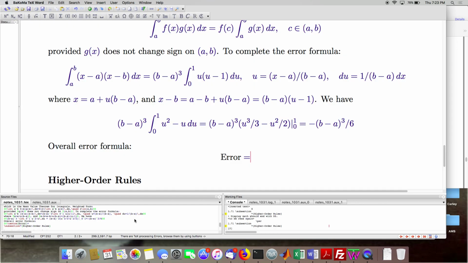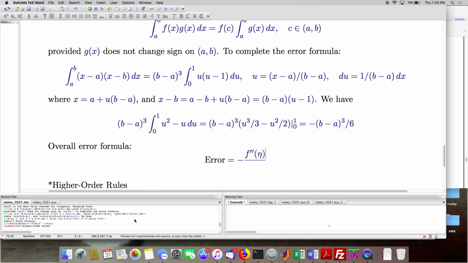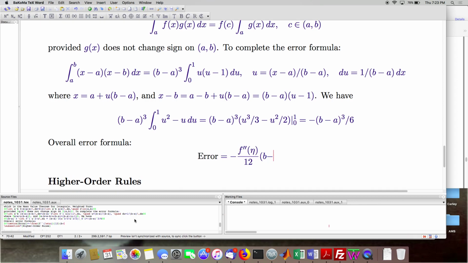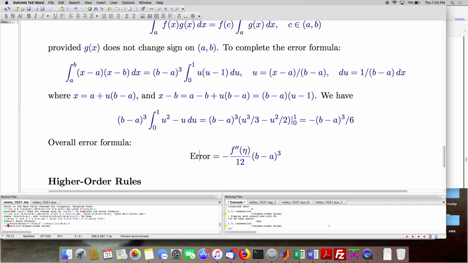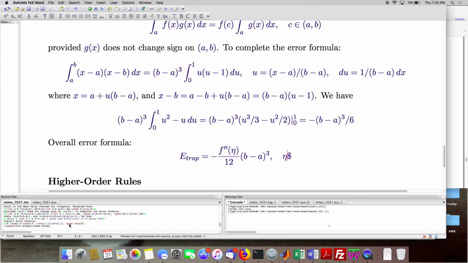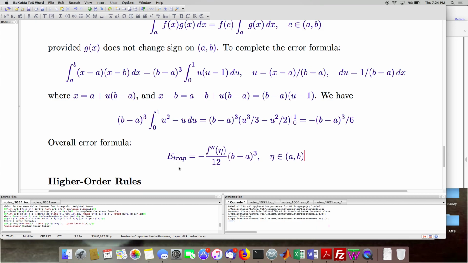All right, so the error is equal to minus f double prime at some unknown point, which in the text I call eta, over 12 times b minus a cubed. Actually, I'm going to rename this error label. So I call it E trap. So the error in the trapezoidal rule is this, where eta is some unknown point in AB.